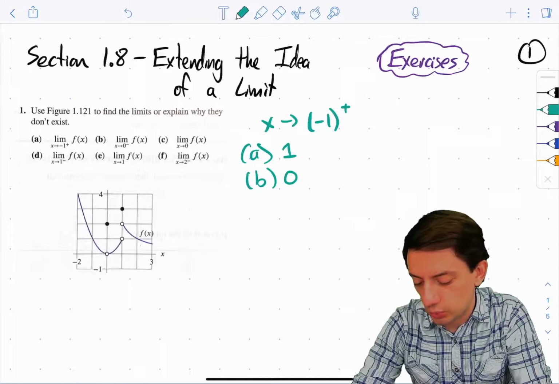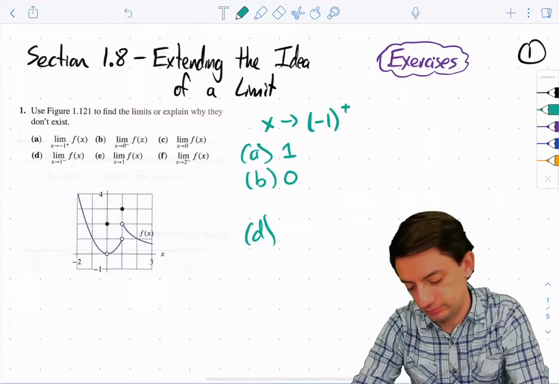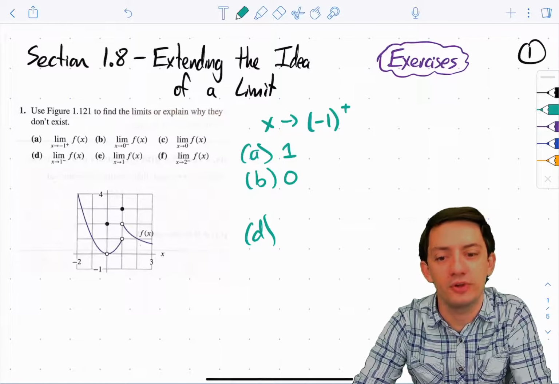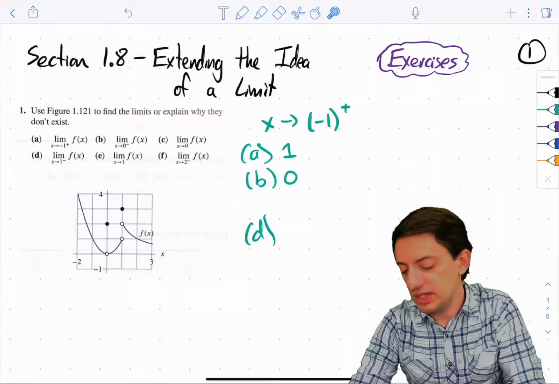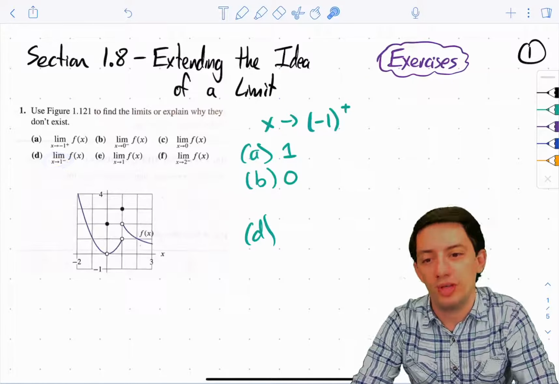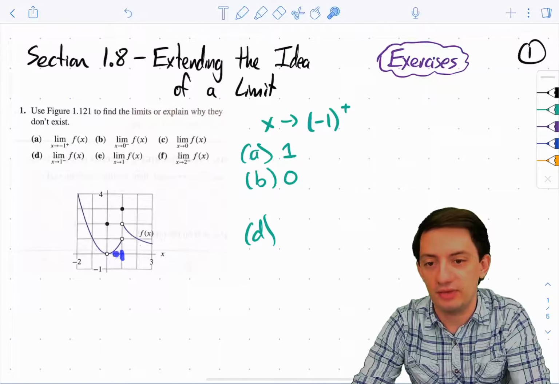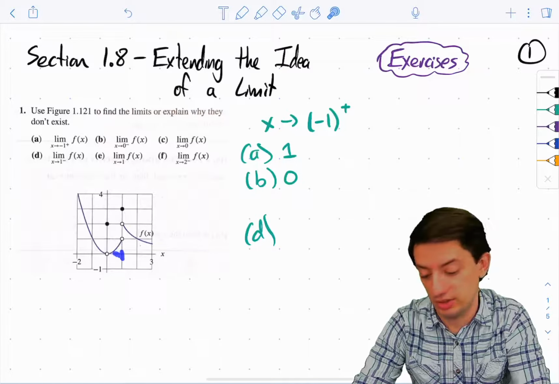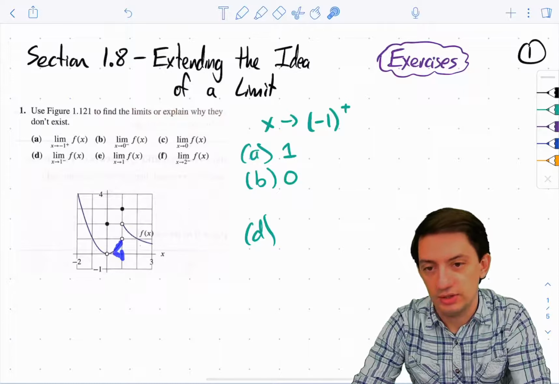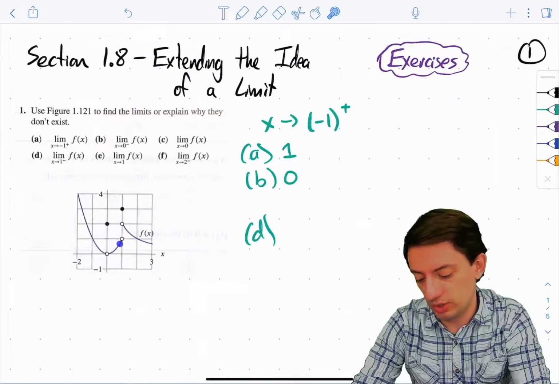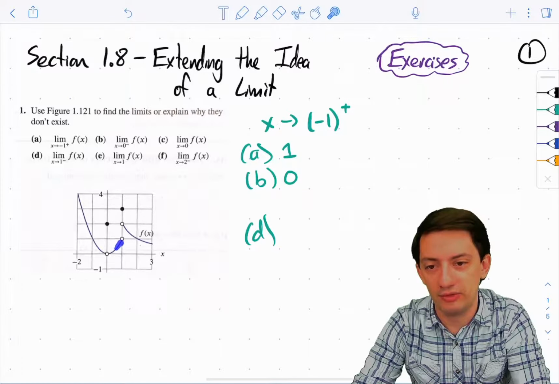Okay, let's do just one more. Let me take a look. Let's do D. And then I'll leave the other 3 parts for you to look at on your own. So in D, we're approaching 1 from the left. So here's the x value 1. We look at the x values just to the left. And then we look at the function at those x values. So at the x values just to the left of the 1, here's our function. And it looks like f of 1 should be 1.